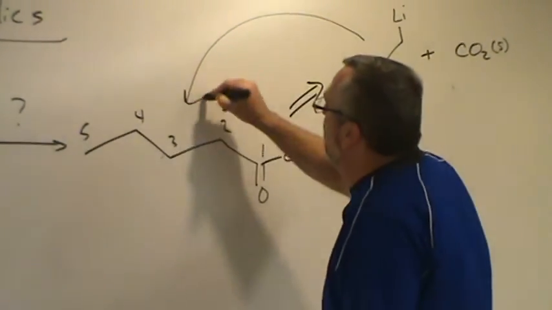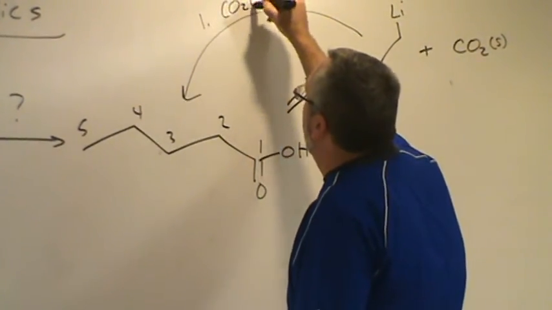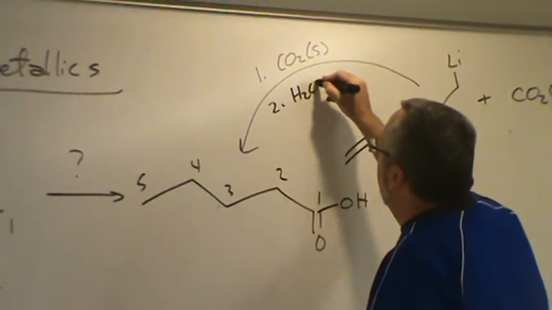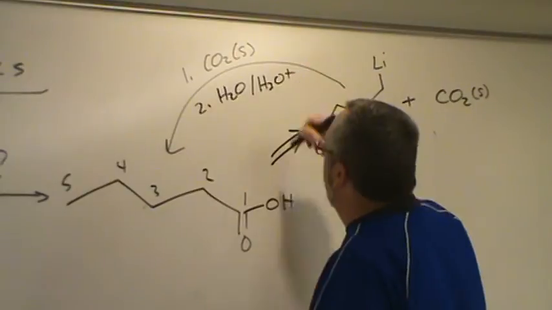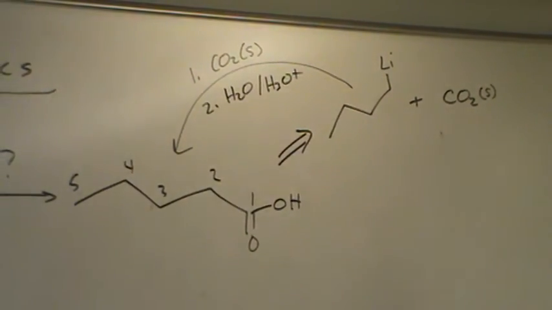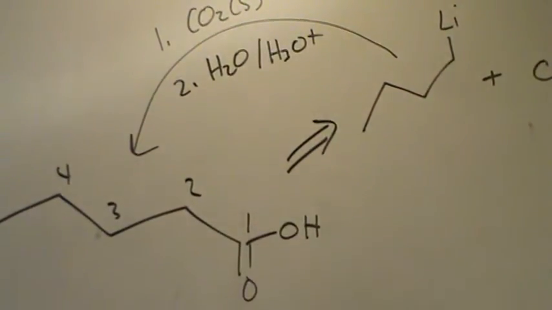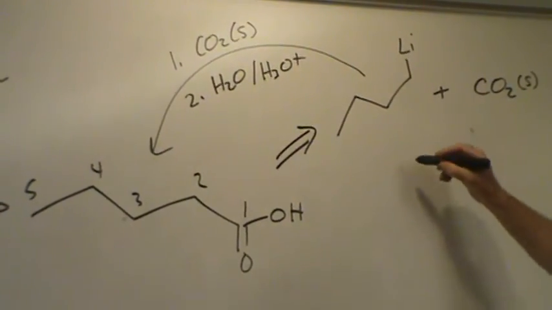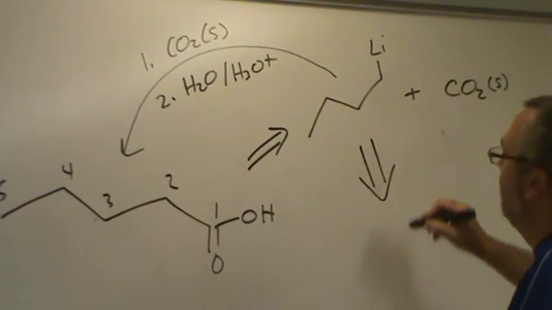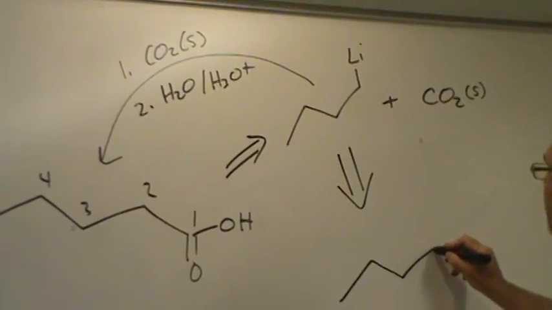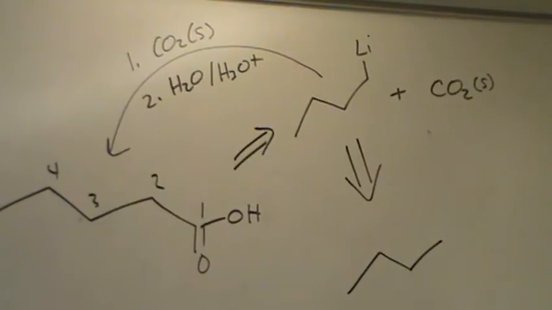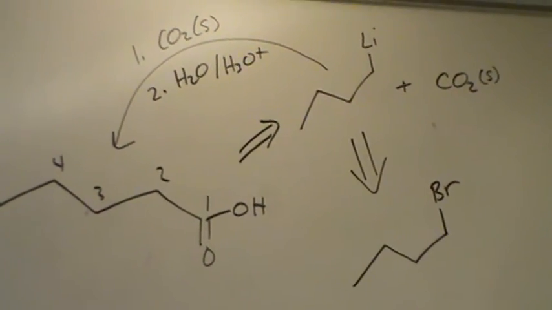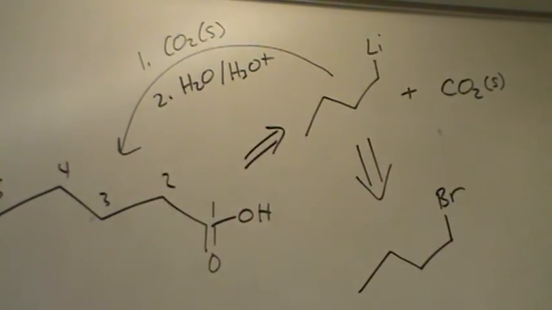In the forward direction, it would be CO2, solid, reacting with that organolithium, and in the second step, H2O, H3O plus quench to give me that carboxylic acid. So that would be a nice way to produce the carboxylic acid starting from this 4-carbon organolithium. Now where would that come from? Here's my retrosynthetic arrow again. That could come from something like a 4-carbon alkyl halide, and I'm going to choose a bromide for a reason that will become obvious in just a moment.